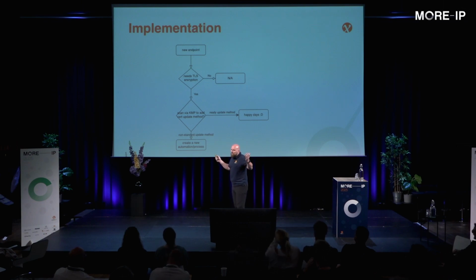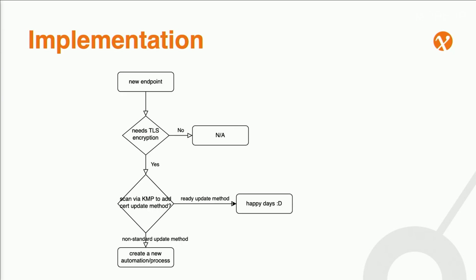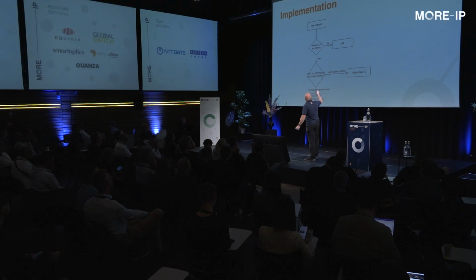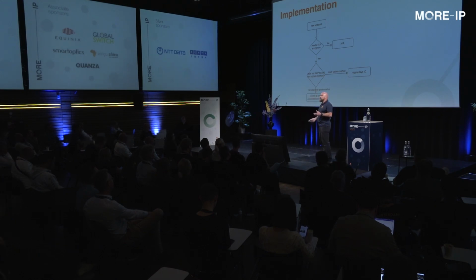Oh, it is the process. If you want to look at the process, it is very simple. It's basically what I said. So you have the endpoint. Do you need TLS encryption? No, for some reason. Okay, then that's it. Yes, you go to the key manager, you scan it, you update the certificate. If it's not updated yet, happy days. If it's non-standard, so for example, you have a weird API, OpenManage, for example, doesn't support any other certificates than those generated by OpenManage.